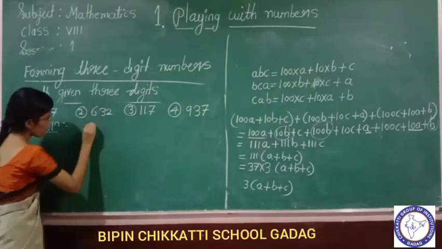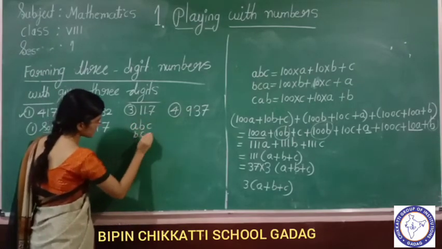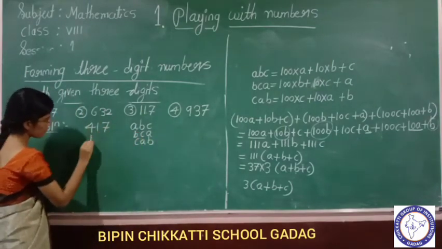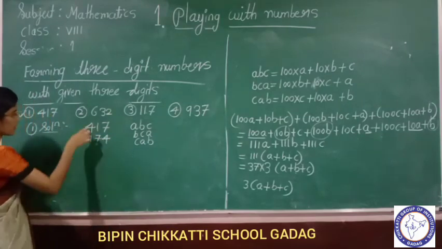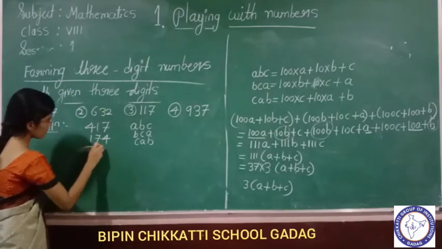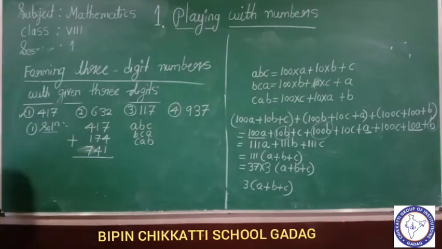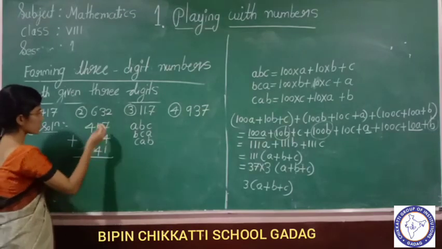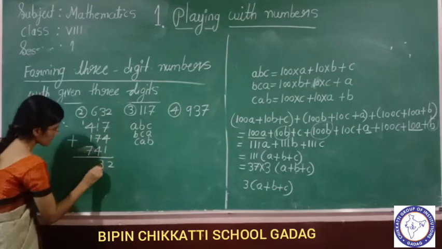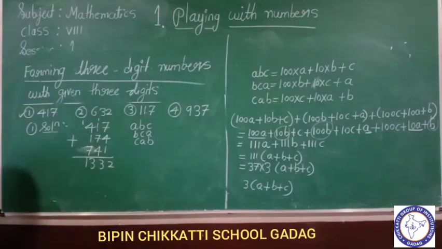Take the number 417, ABC. If ABC is there, do BCA, CAB. Means here 417, 174, 741. Okay, add this. 7 plus 4 is 11, 11 plus 1 is 12. 7 plus 4 is 11, 12, 13. We are getting the answer 1332.